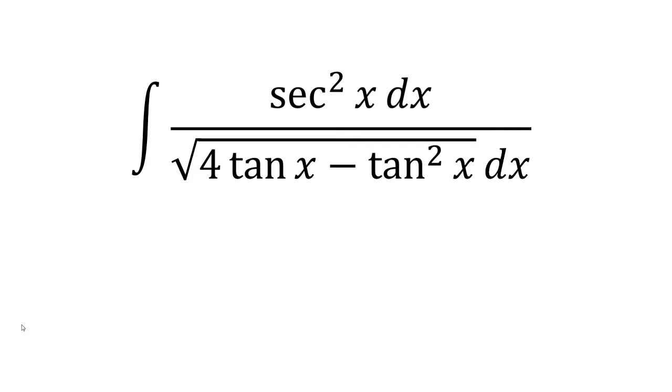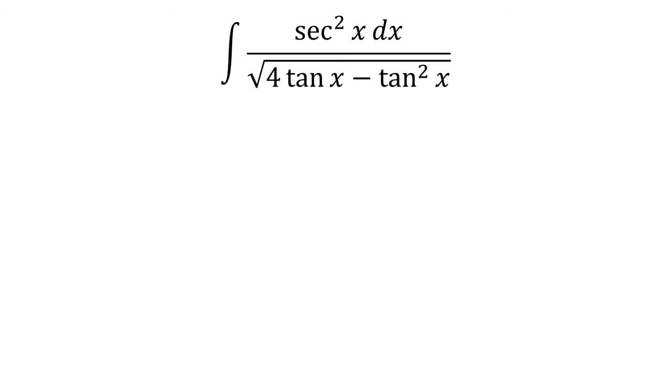In this video, we'll be solving this integral. Okay, so first notice that we have two tangents in the denominator, and then the derivative of tangent will be secant squared in the numerator. So it's good to let u be tangent of x, so then du will be secant squared dx. Now this simplifies the integral as just du over the square root of 4u minus u squared.